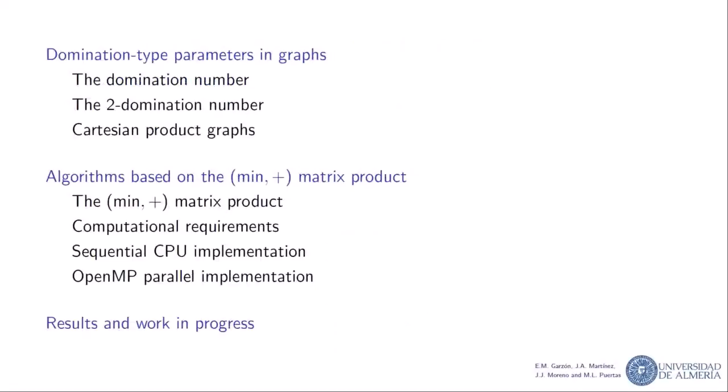So first, I will present the definition of some domination type parameters in graphs and also the Cartesian product graphs. And then I will show how algorithms using the min-plus matrix product can be used to compute this type of parameters, and also the computational requirements of such algorithm in both sequential and parallel implementation. And finally, I will talk about the results we have obtained and also the work that we are doing at the moment.